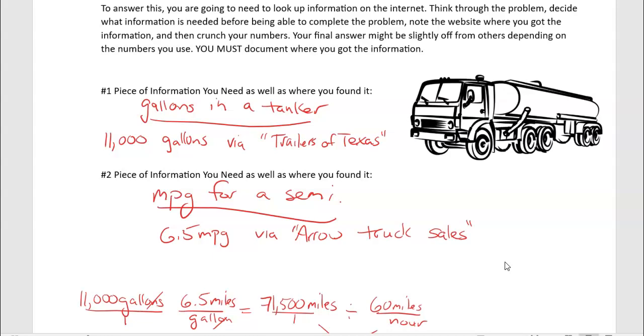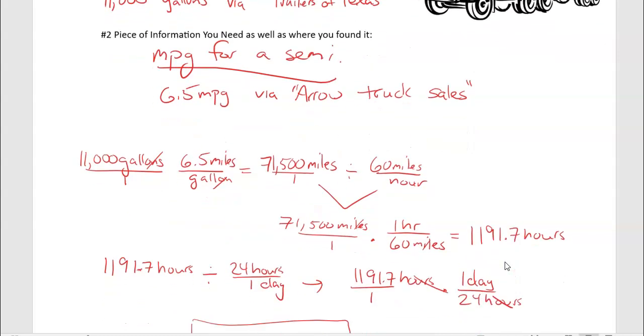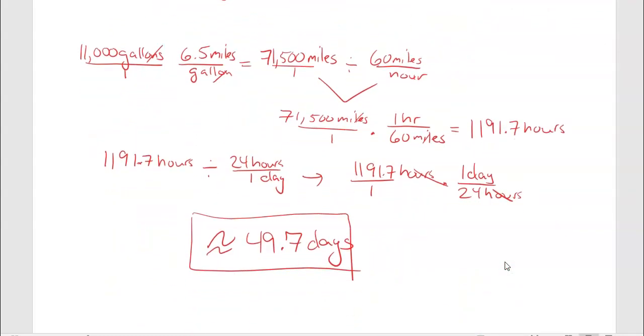And what I found was on something called Tankers of Texas. When I Googled it, it said 11,000 gallons was pretty much the max. So I ran with that. The other thing you needed to know was what is the MPG, the miles per gallon, that a semi truck gets. And I found on Aero Truck Sales 6.5 miles per gallon. What I then did was started working through the math.